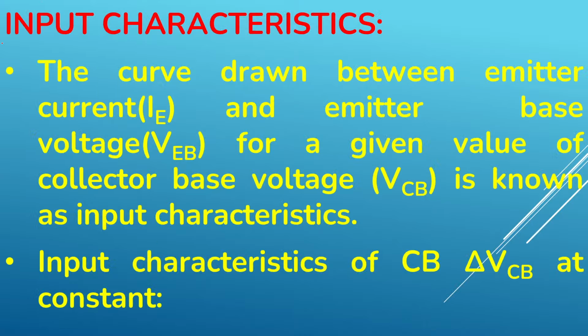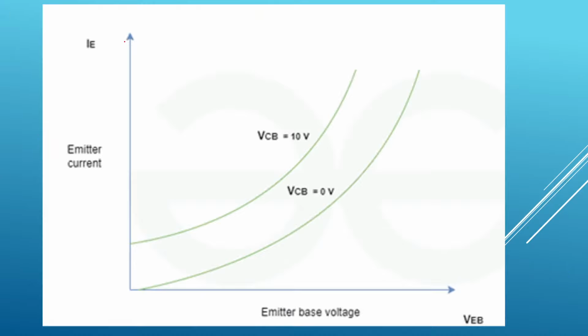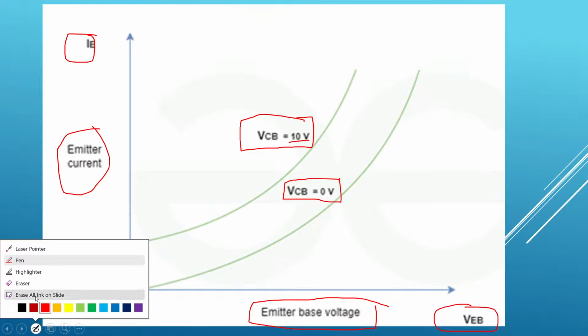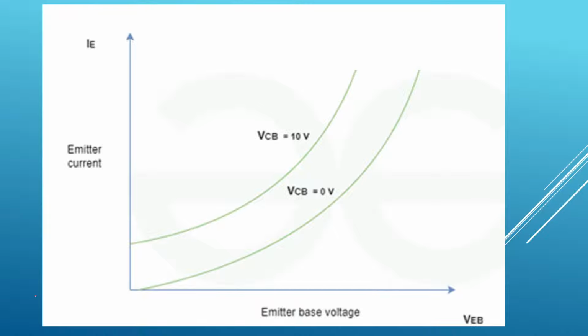Input characteristics. All of you write down input characteristics: IE versus VEB. VEB means emitter base voltage, IE means emitter current. So what did we assume constant? Collector base voltage is maintained constant. Here you can see 10 volts, here you can see 0 volts. With collector base voltage constant, by varying VEB, IE will vary. These are the characteristics that you will get. These are the input characteristics.